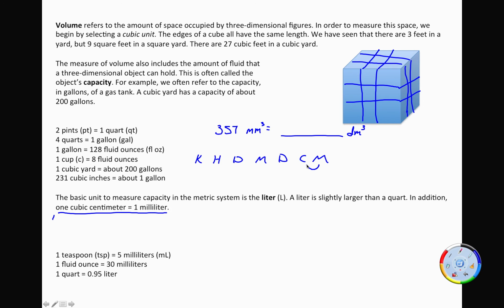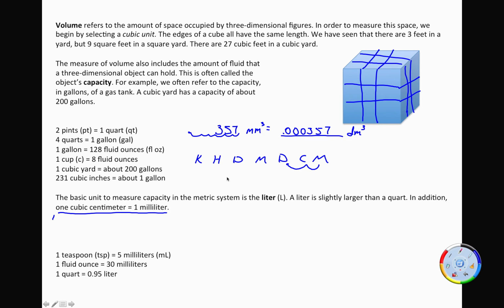So I want to move not just 2 places, because it's cubed, I'm going to move 6 places, right? 2 times 3, so 6 places. 1, 2, 3, 4, 5, 6. 0.000357 cubic decimeters.